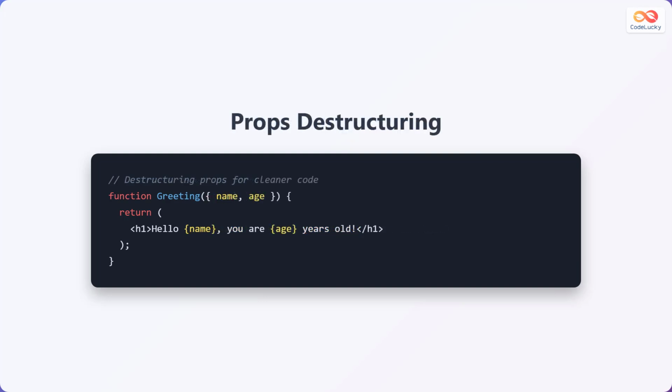For cleaner and more readable code, you can use props destructuring. Instead of accessing props through the props object, you can destructure the name and age properties directly from the props object in the function parameter list. This makes your code more concise and easier to understand, especially when dealing with multiple props.